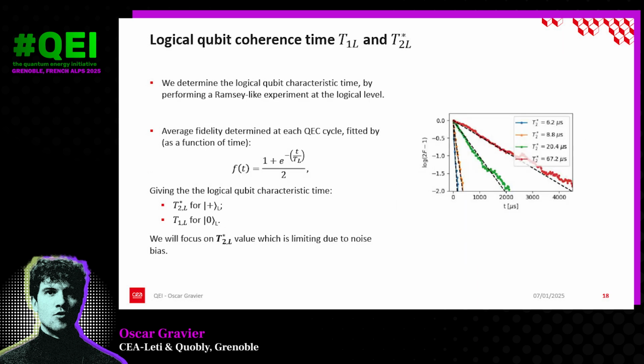Then, if we want to do the same for a logical qubit, we can just look at the fidelity over time. In that case, we don't have a Gaussian decay, but we have an exponential one. So we do a Ramsey-like experiment. We see this exponential decay, and we can fit it with this function. We obtain T2L star for a plus logical state being stabilized, and T1L for a 0 logical state being stabilized. But as we have Z-biased noise, the T2L star is smaller than T1L, so I will focus for the rest of my presentation on this time.